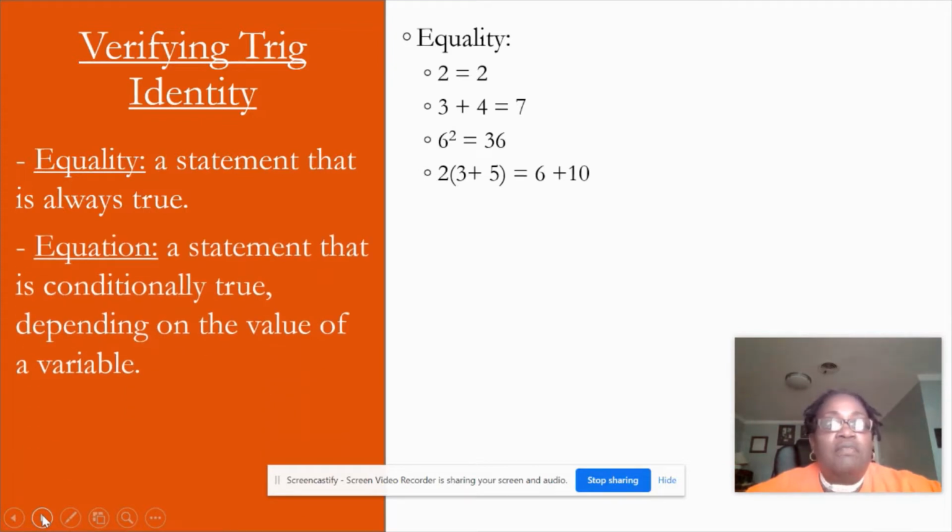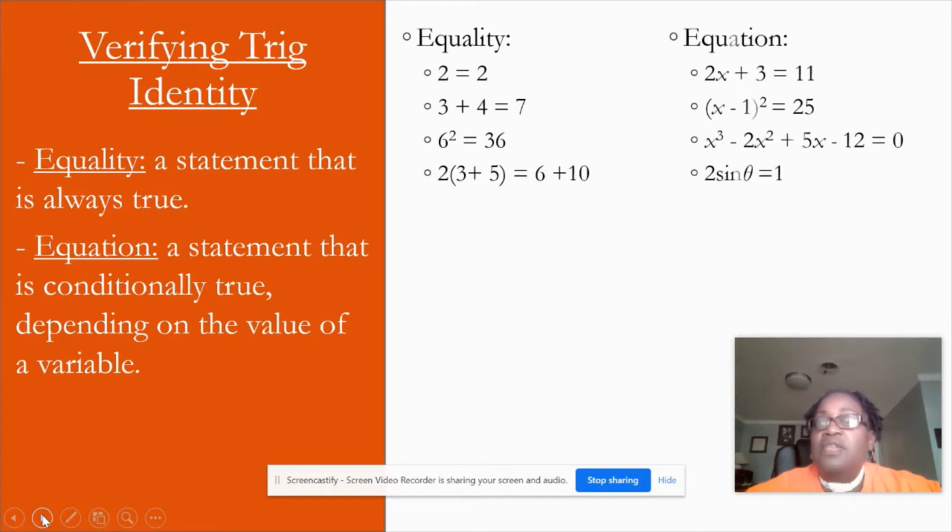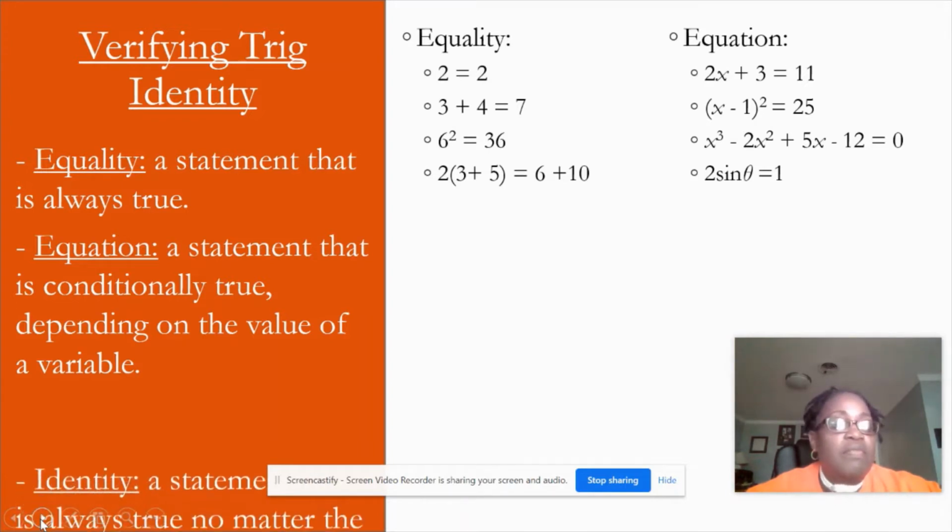An equation: a statement that is conditionally true depending on the value of the variable. So you see 2x plus 3 equals 11, or (x minus 1) squared equals 25. There's exactly one variable value that meets this condition.